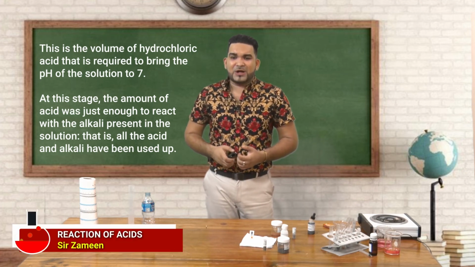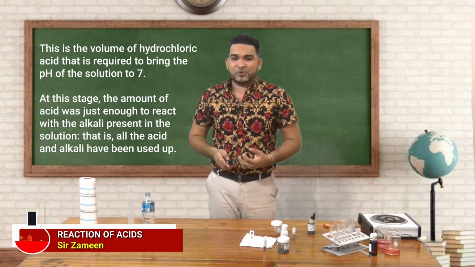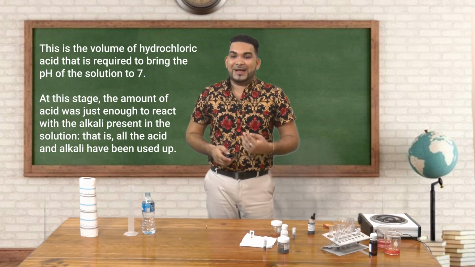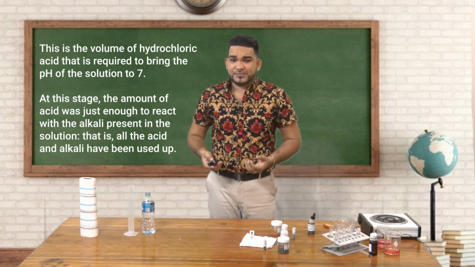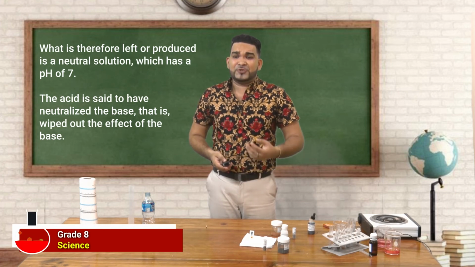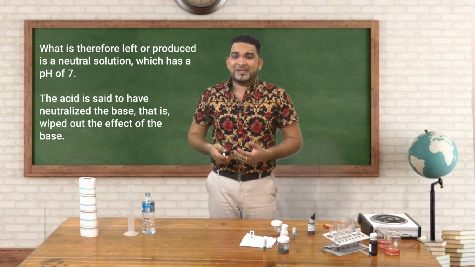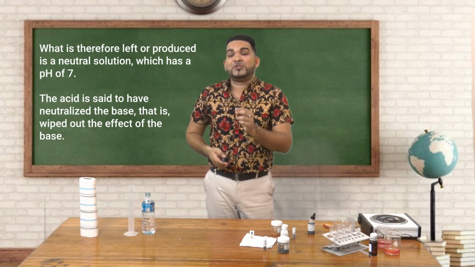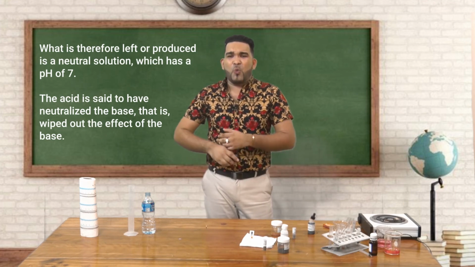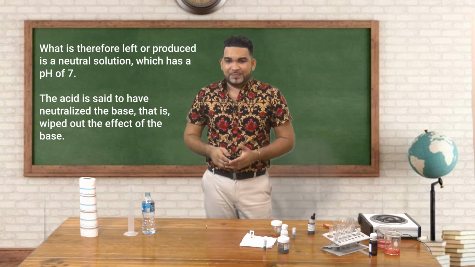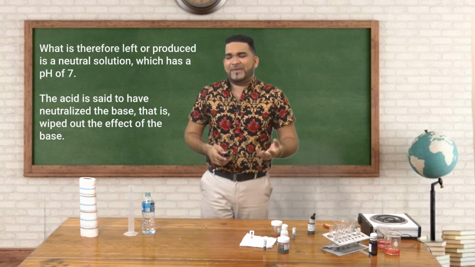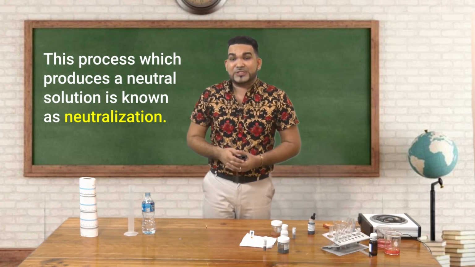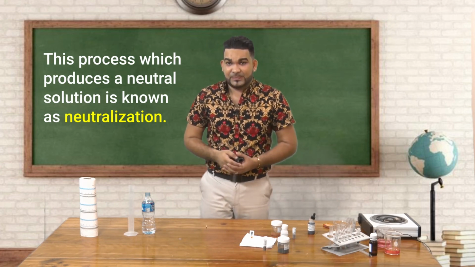At this stage, the amount of acid was just enough to react with the alkali present in the solution. That is, all the acid and alkali have been used up. What is therefore left or produced is a neutral solution with a pH of 7. The acid is said to have neutralized the base. That is, wiped out the effect of the base. The acid itself has become ineffective. This process, which produces a neutral solution, is known as neutralization.